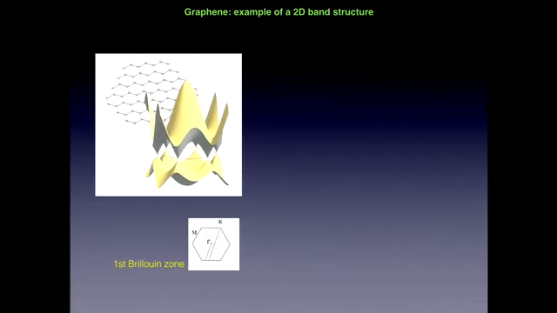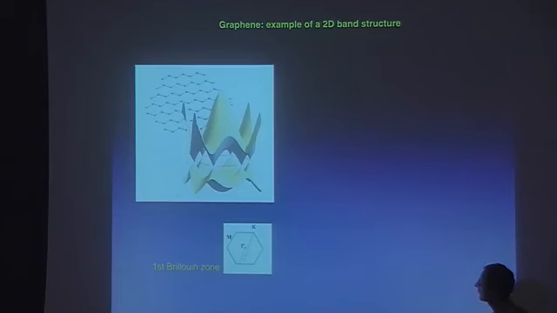You will find the band structure of a simple model for graphene. And in this case, of course, the Brillouin zone is 2-dimensional. It's a Brillouin zone appropriate for this honeycomb lattice, which is a triangular lattice with a 2-point basis. So the first Brillouin zone can be drawn as a hexagon.